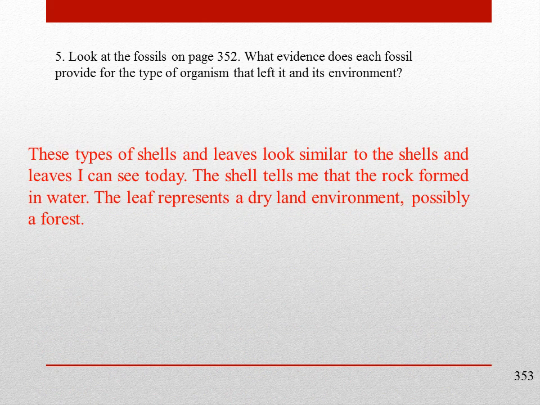These types of shells and leaves look similar to the shells and leaves I can see today. The shell tells me that the rock formed in water. The leaf represents a dry land environment, possibly a forest.